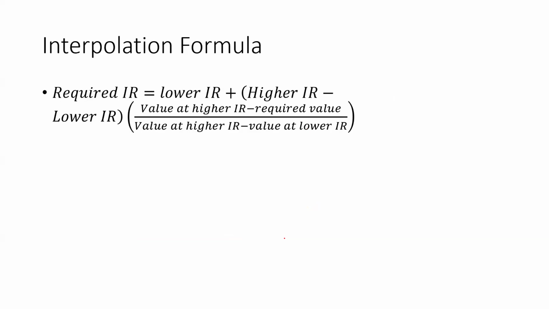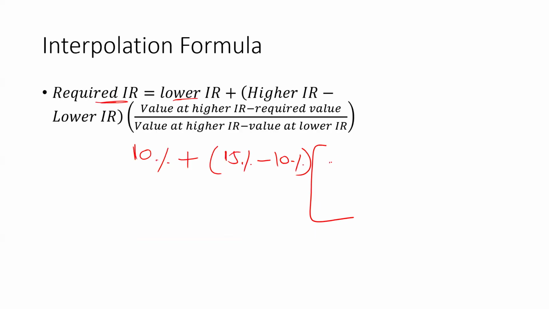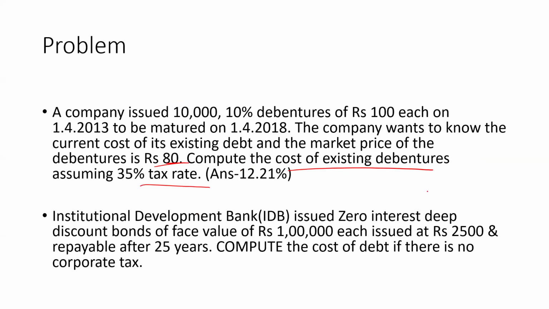71.50668. Then you can apply the interpolation formula: the required interest rate is equal to the lower interest rate, which is 10%, plus the higher interest rate 15% minus 10%, into the value at lower interest rate, 86.73225, minus the required value, 80, divided by the value at lower interest rate, 86.73225, minus the value at higher interest rate.